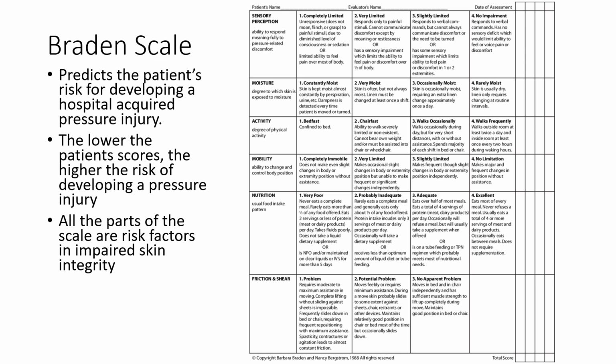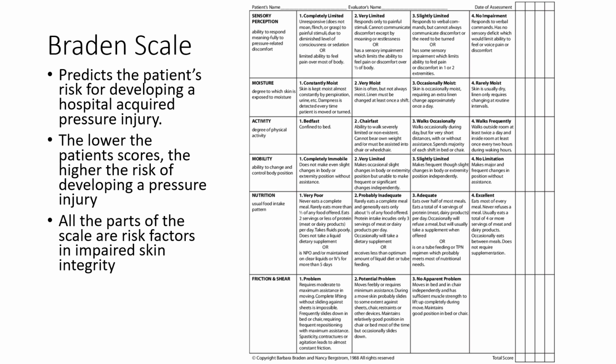Moisture is the degree to which skin is exposed to moisture. So, for example, skin is kept moist almost constantly by perspiration, or urine dampness is detected every time the patient is moved or turned. So that's pretty significant. That doesn't mean that it has to be all the time, but every time the patient is moved or turned, they're still kind of moist or dewy. We want to avoid that constant moisture. Activity, the degree of physical activity, whether they're confined to bed or chairfast.